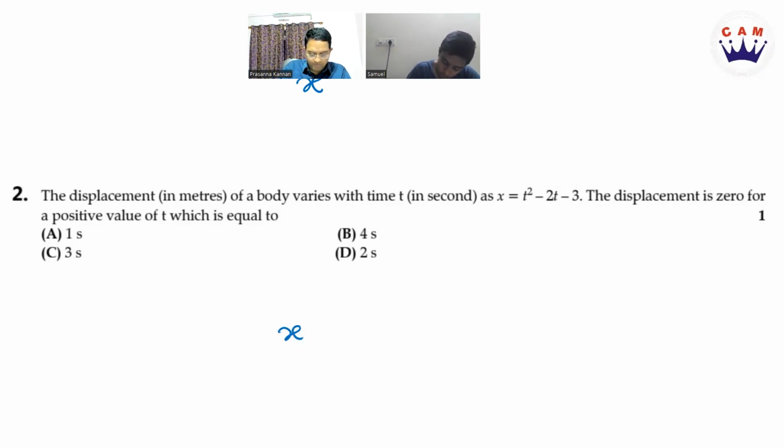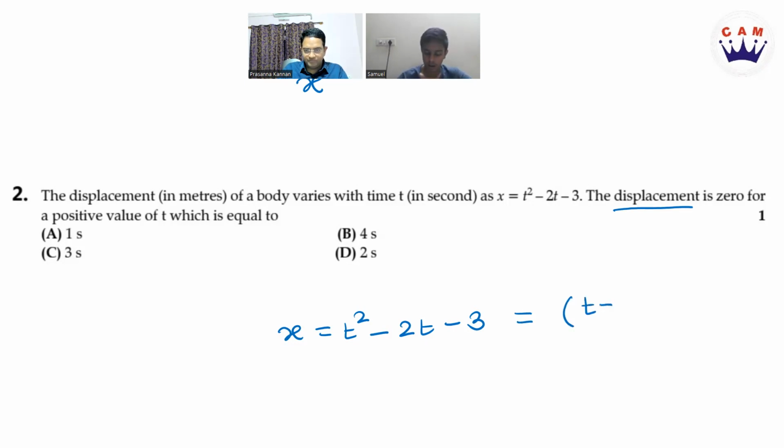So x is equal to t squared minus 2t minus 3. Displacement is 0 for a positive value of t, which is equal to. See, if you factorize this, what do you get? T minus 1, t plus 1 and t minus 3. Correct. If displacement has to be 0, equate it to 0. So what are the possible options for t?